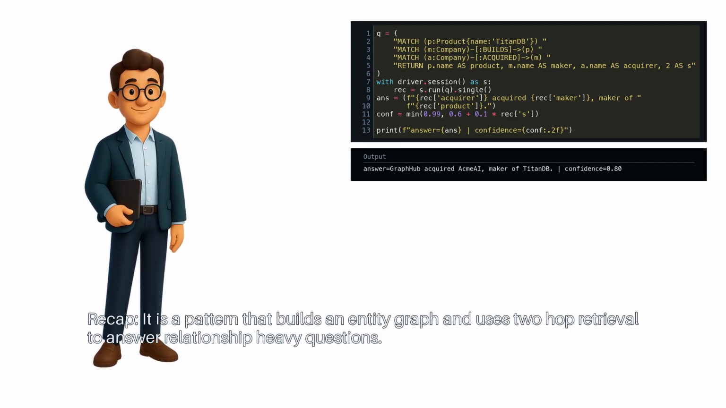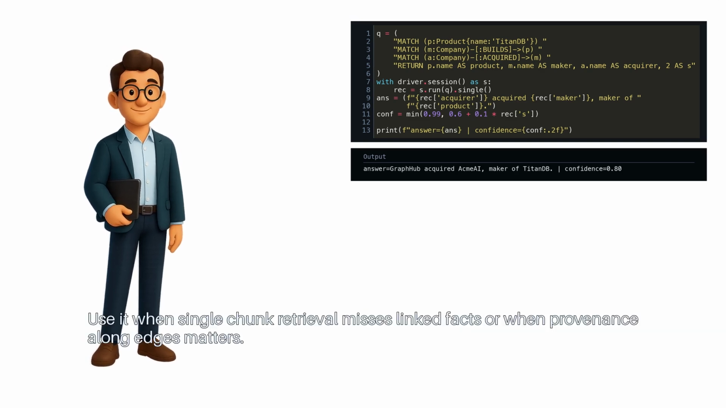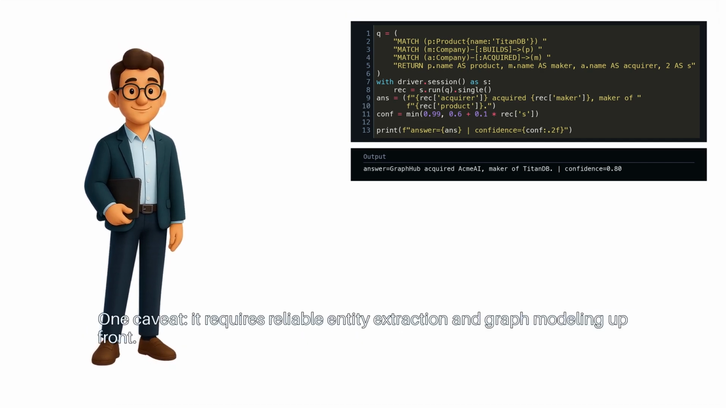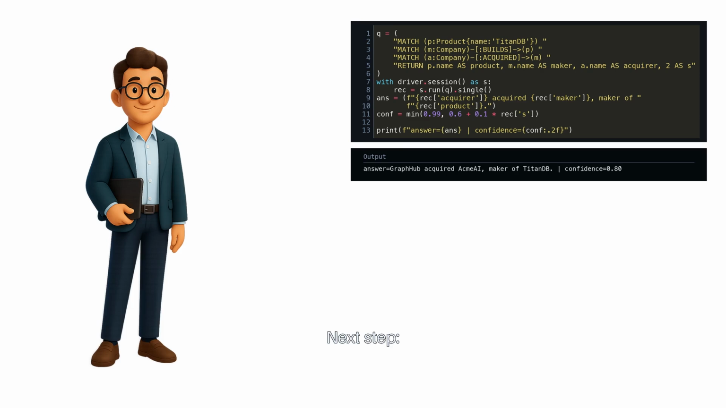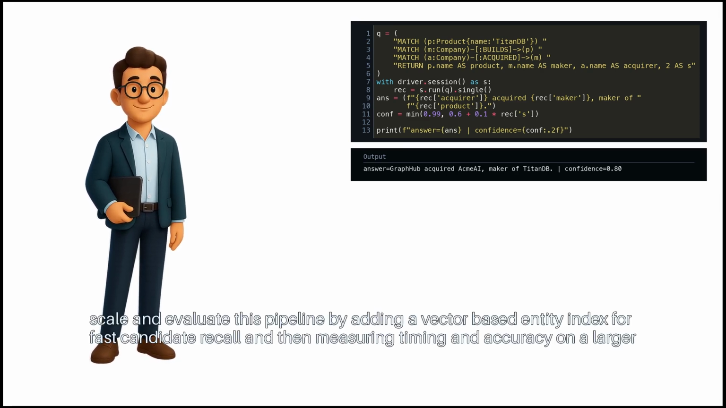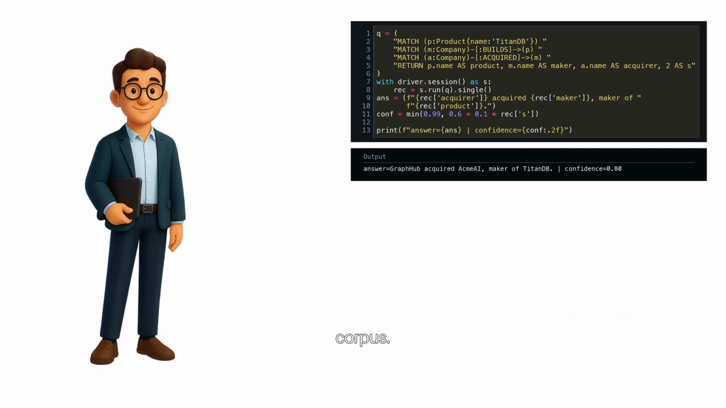Recap. It is a pattern that builds an entity graph and uses 2-hop retrieval to answer relationship-heavy questions. Use it when single chunk retrieval misses linked facts or when provenance along edges matters. One caveat, it requires reliable entity extraction and graph modeling upfront. Next step, scale and evaluate this pipeline by adding a vector-based entity index for fast candidate recall, and then measuring timing and accuracy on a larger corpus.